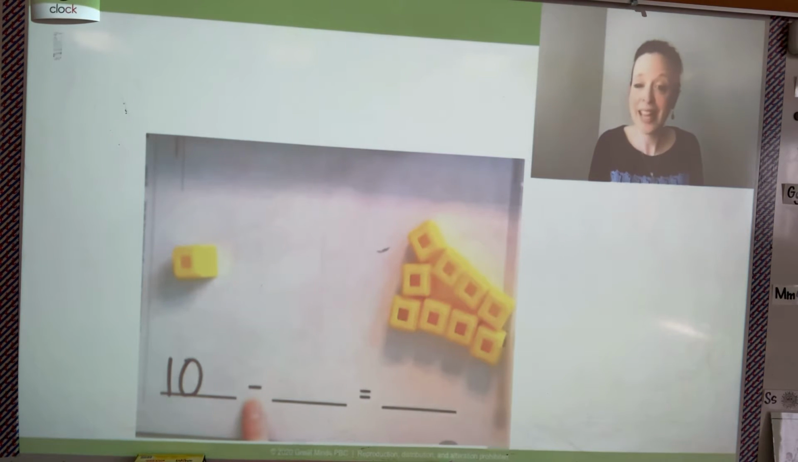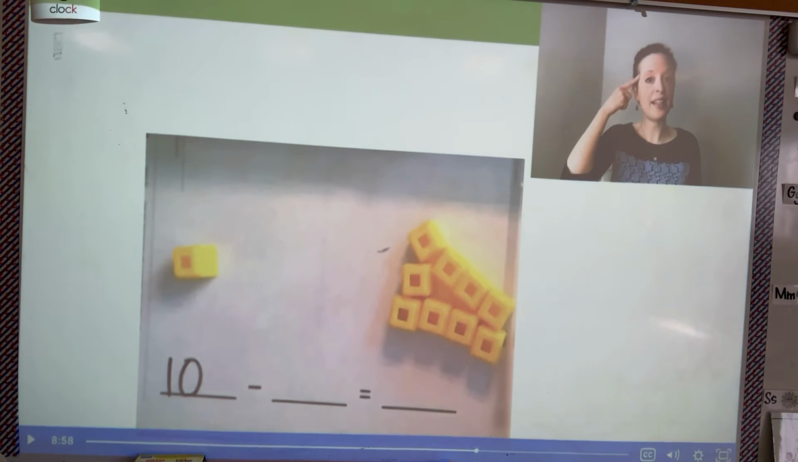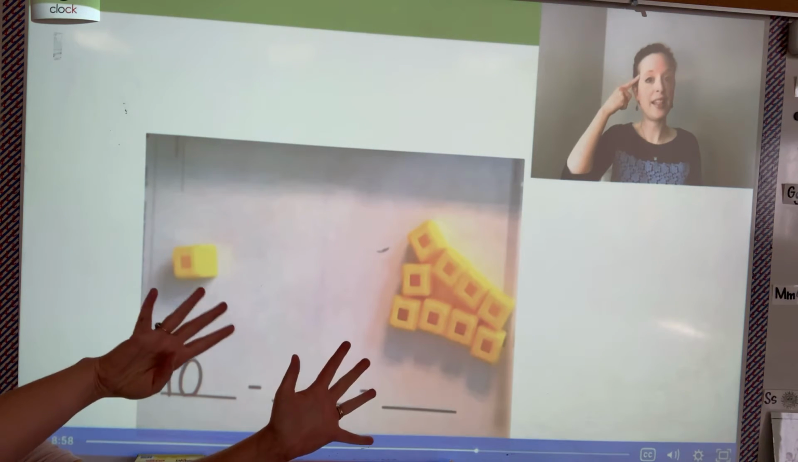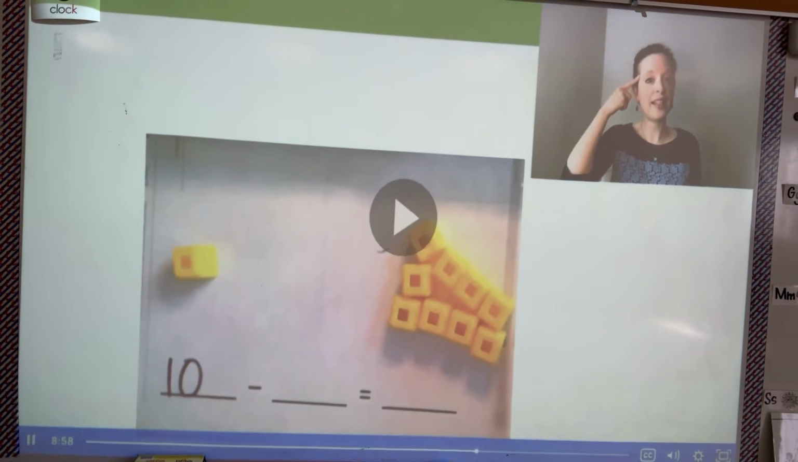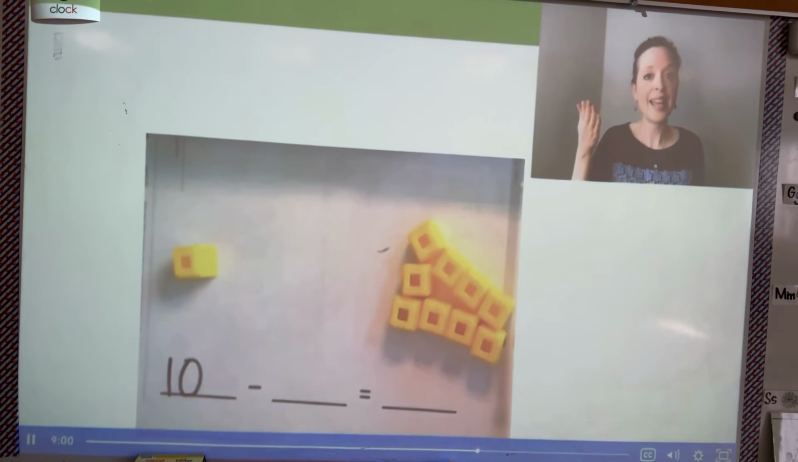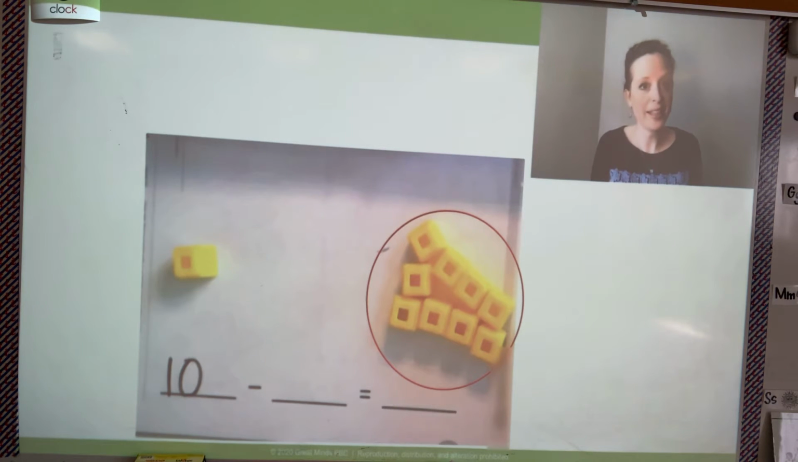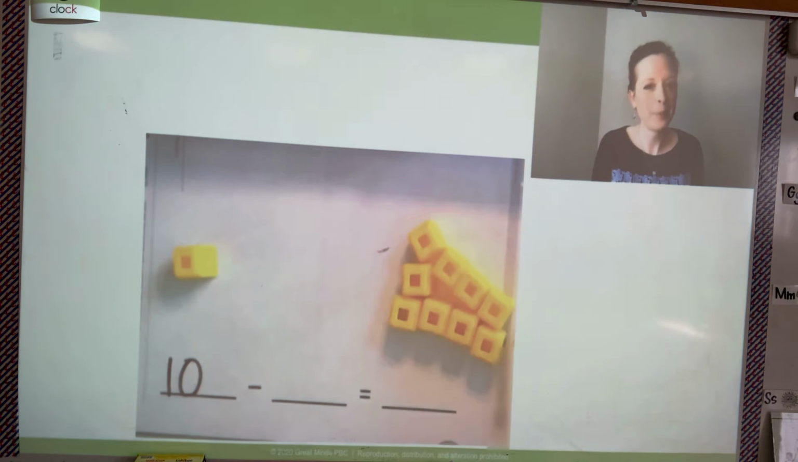Next we have our takeaway or minus sign. How many cars drove away? Show with your fingers. How many cars drove away? We know this is one of the parts, but we need to show it with our fingers. How many cars drove away? You guys are great listeners. I see most of my friends showing that 9 cars drove away. Let's see if we're right. Say it. Yes, 9 cars drove away. So we'll write 9 in this blank.